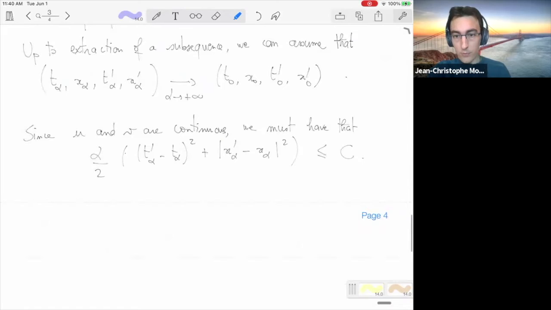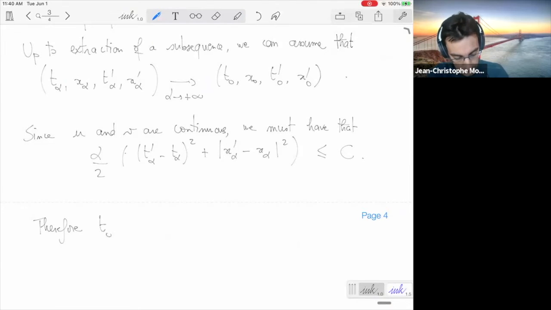Okay, so let me write the conclusion and then I take a little pause to make sure that we're all on the same page. So this tells us that this thing goes to 0 when alpha goes to infinity, and this thing as well. So t naught must be equal to t naught prime, and x naught must be equal to x naught prime.